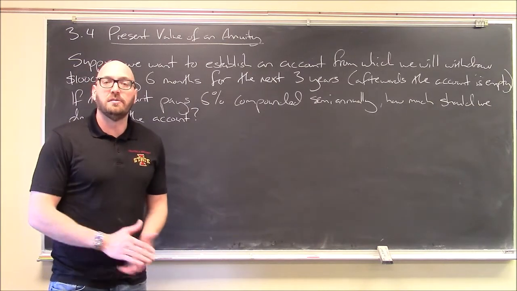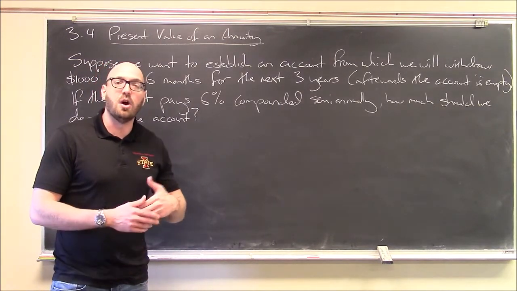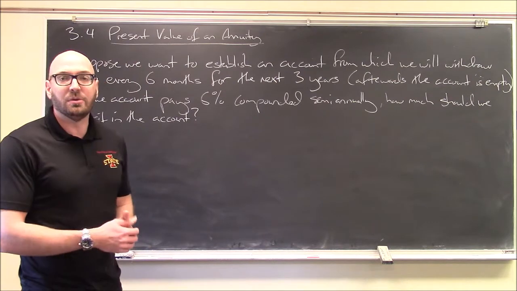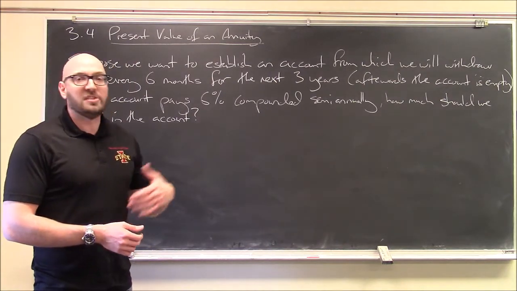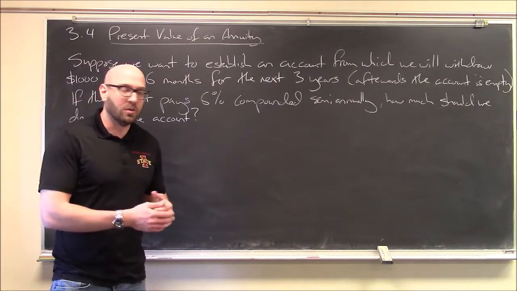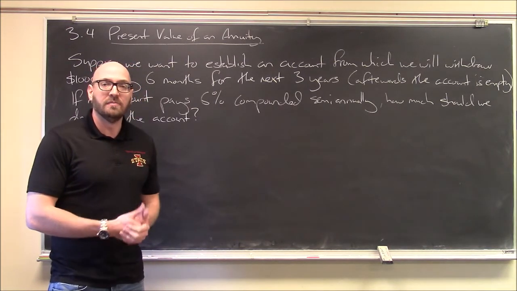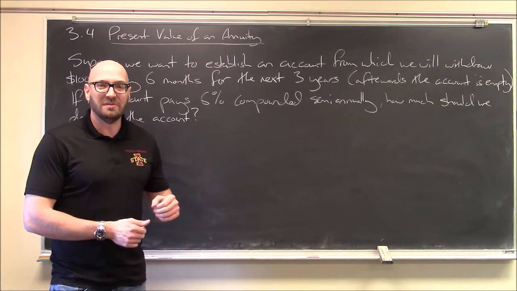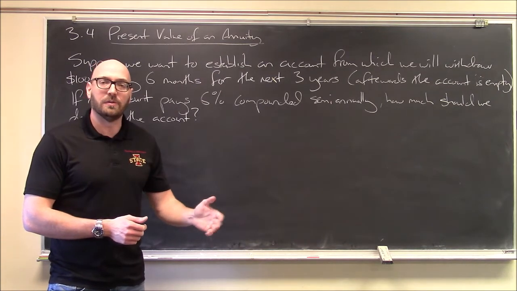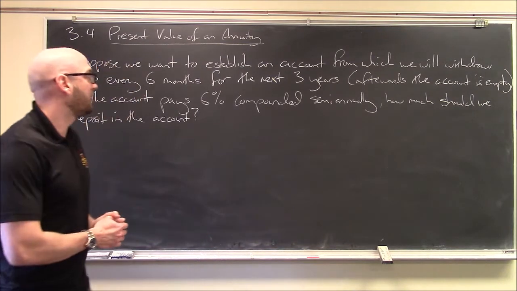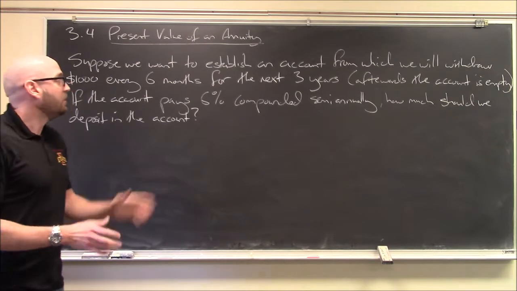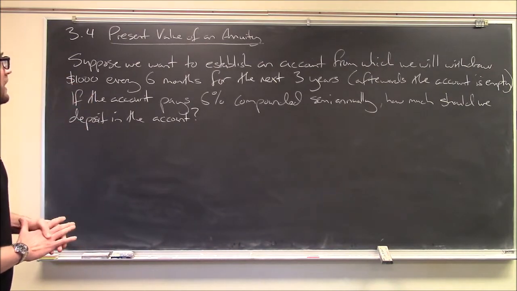Next up we have the present value of an annuity, where we're going to take sort of the opposite viewpoint here. Essentially we're asking, if I want to establish an account from which I withdraw a fixed amount periodically, how much money do I need to deposit in the first place? How much money do I need to deposit in this account to make this happen? Or to be very precise, here's a particular example behind me.